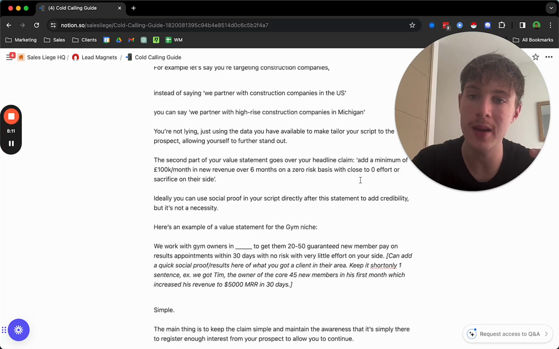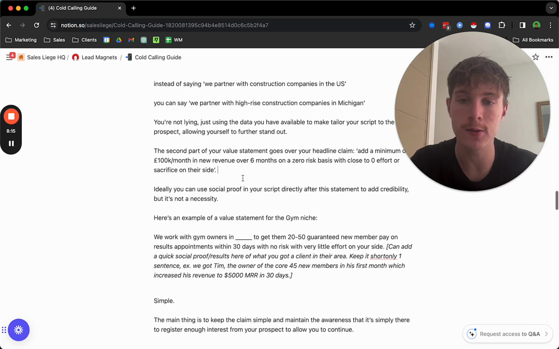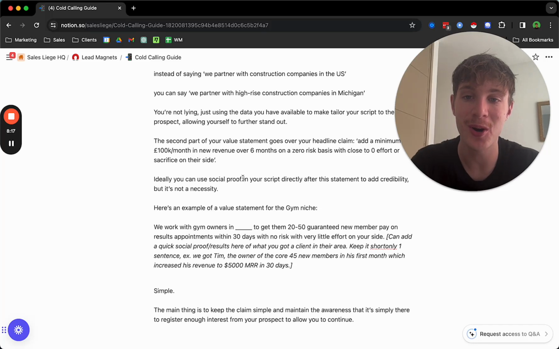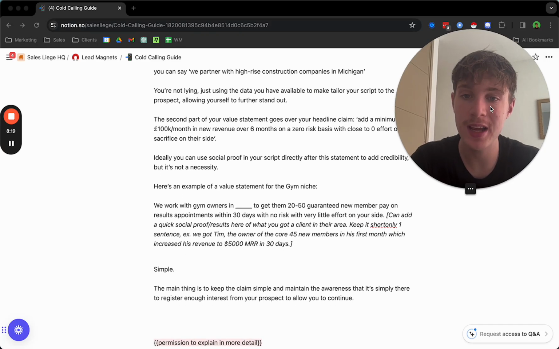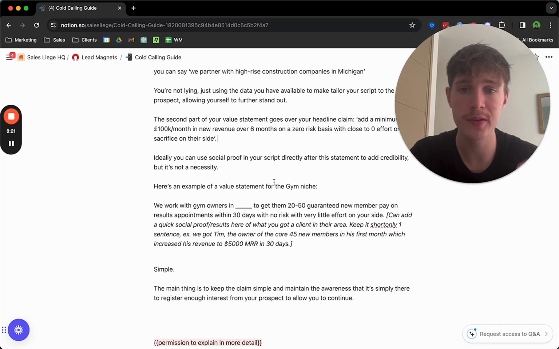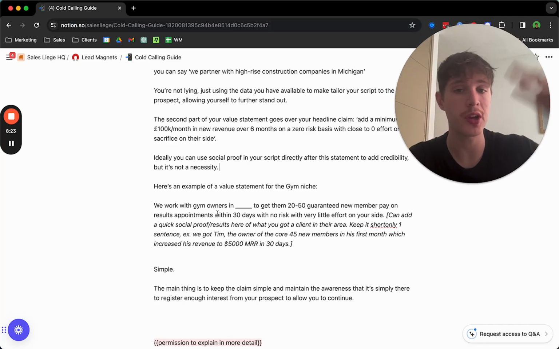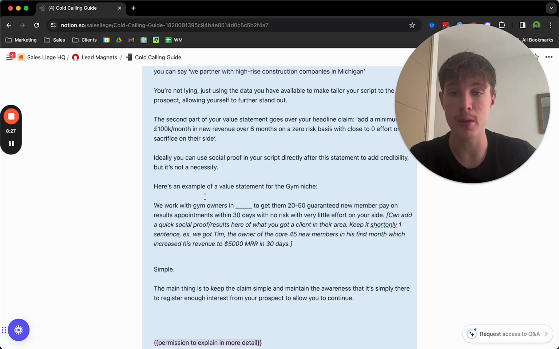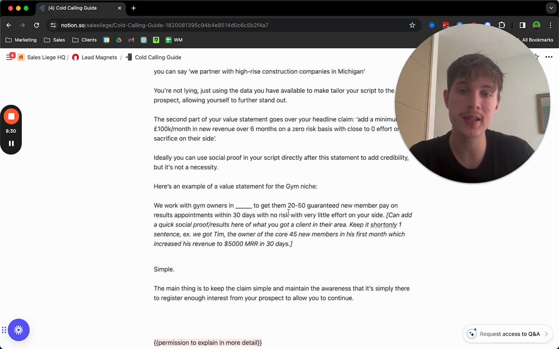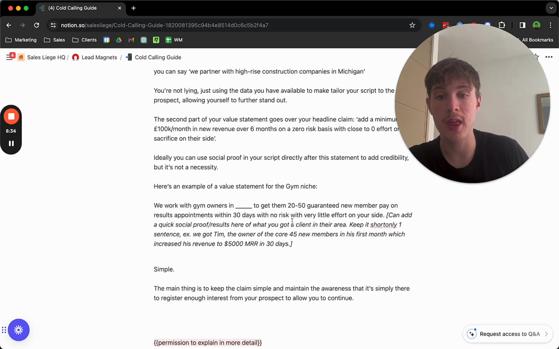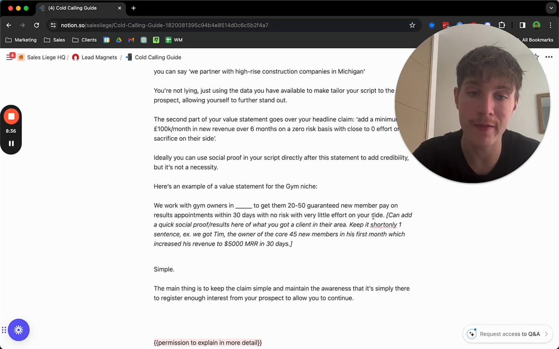So for me, it was a minimum of 100K a month in new revenue over 6 months, on a zero risk basis with close to zero effort or sacrifice on your side. Ideally, you can use social proof to increase that perceived likelihood of achievement. So here's an example for the gym niche. We work with gym owners in Baltimore to get them an extra 20 to 50 guaranteed new members on pay on results appointments within 30 days with no risk or little effort on your side.